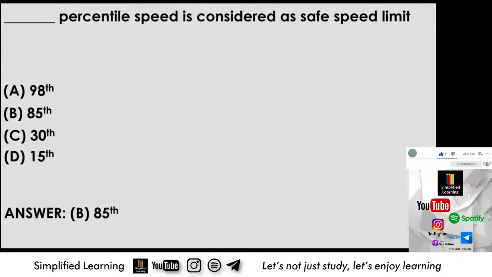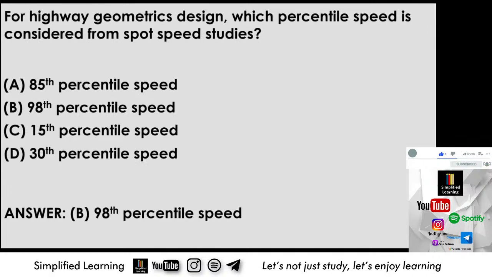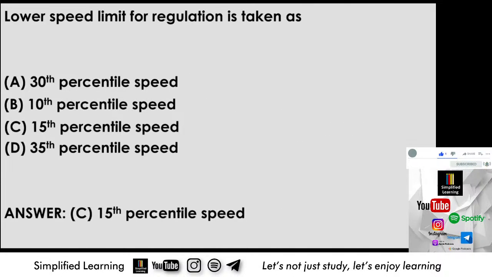85th percentile speed is considered as safe speed limit. For highway geometrics design, which percentile speed is considered from spot speed studies? It is 98th percentile speed. Lower speed limit for regulation is taken as 15th percentile speed.